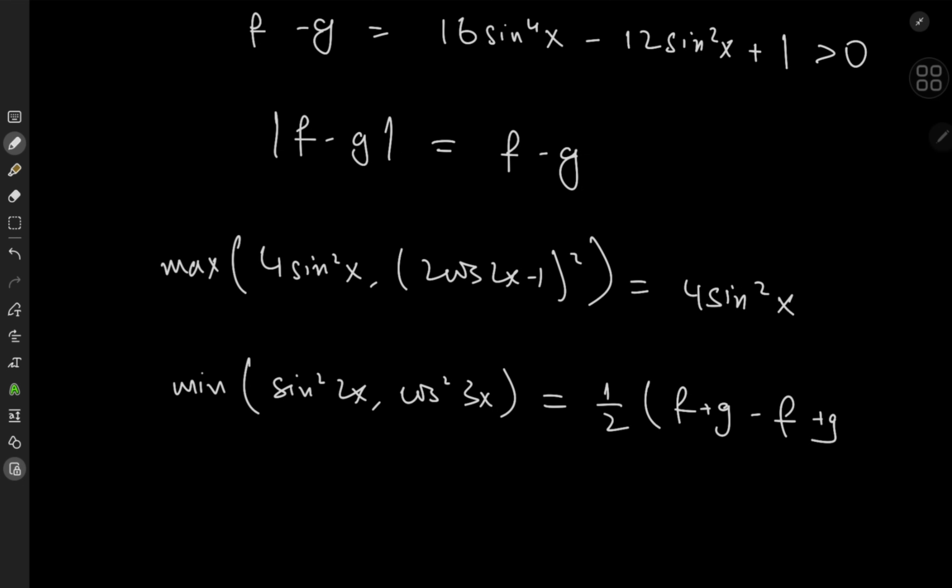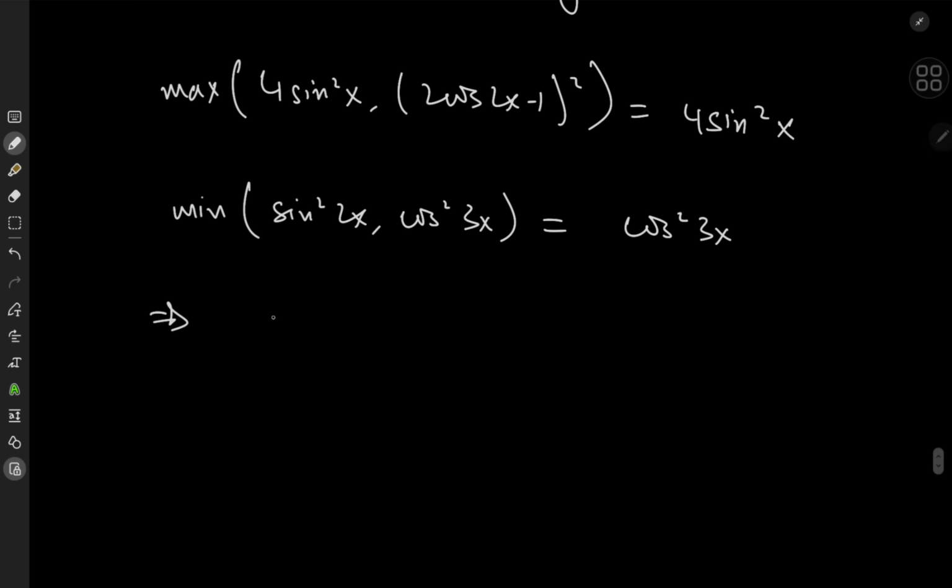So in this case, the f terms cancel out, and we're actually just left with cosine 3x. This implies that I here just equals the integral from 0 to pi of 4 times sine squared x times cosine squared 3x dx, so we have the 4 outside.